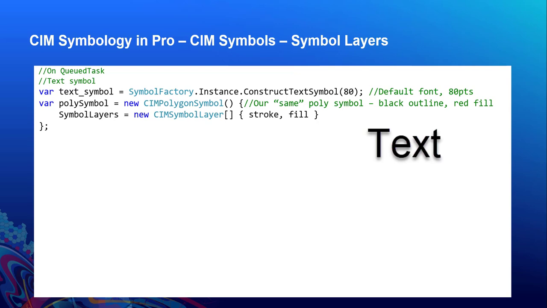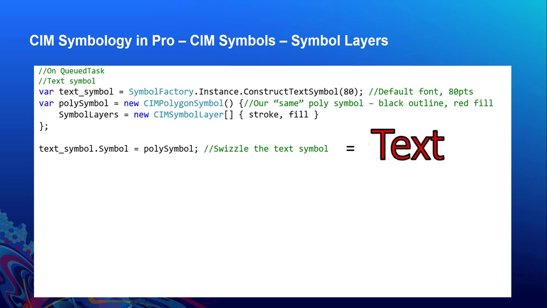So by way of illustration, here's a text symbol, just using the default font. I think it's Arial. I'm setting it to be 80 points. I'm constructing a polygon symbol. I'm going to use the same stroke and fill that I showed on the previous slides, so black outline, red fill. I reassign that polygon symbol to the text. So I replace whatever its current polygon symbol is with the one I just made. And the resulting text shows the black outline and red fill.